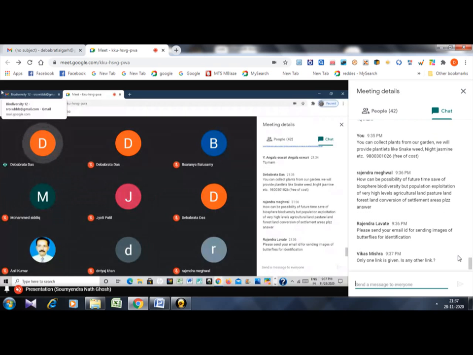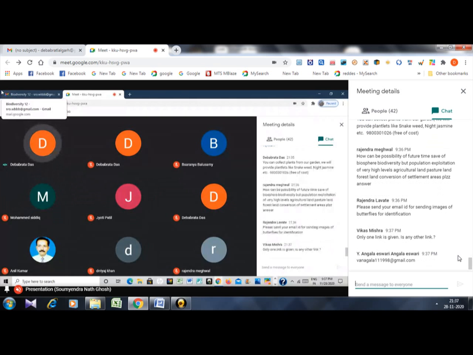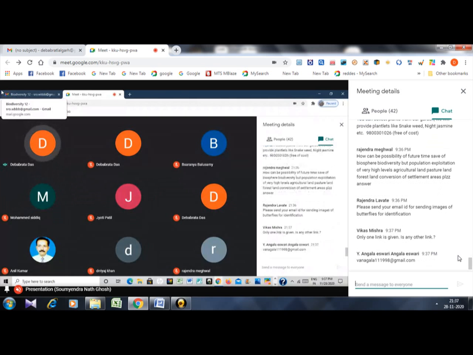Then you go ahead and plant some foraging plants, like cassia, then Tabernaemontana. You go and plant those plants.